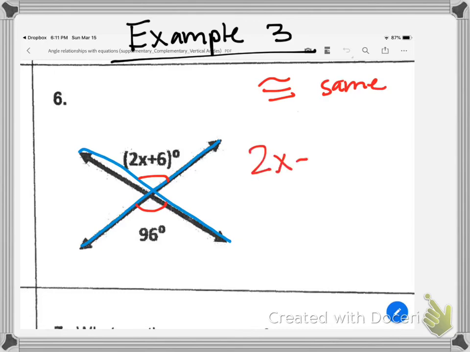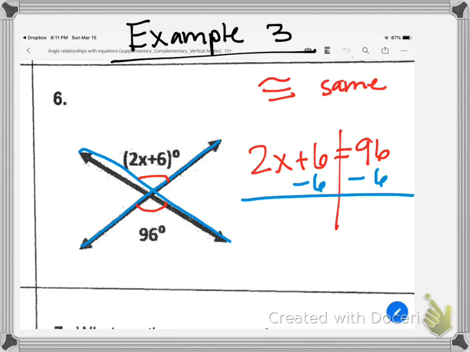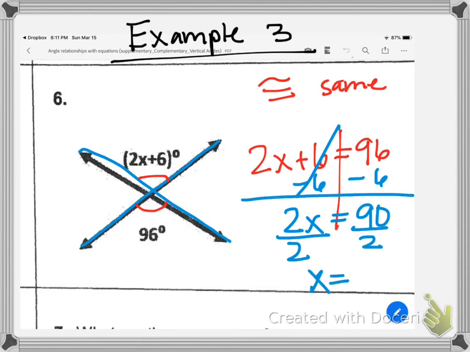So we have 2x plus 6 is equal to 96. I want to get the x by itself, so I'm going to do the inverse operation. The opposite of adding 6 is subtracting 6. So I'm going to go ahead and do that. Our 6's cancel. We're left with 2x is equal to 96 minus 6 leaves us with 90. I'm going to divide both sides by 2. And here, x is going to equal 45.